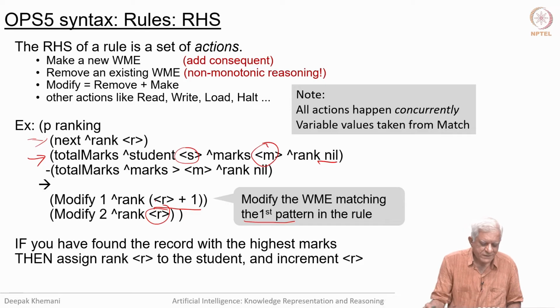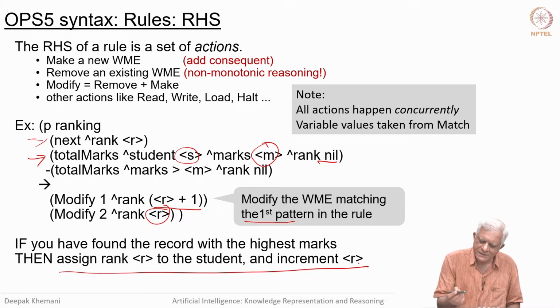So, that is what it says. If you have found the record with the highest marks, then assign rank R to the student and increment R. We assume that these two actions happen concurrently.